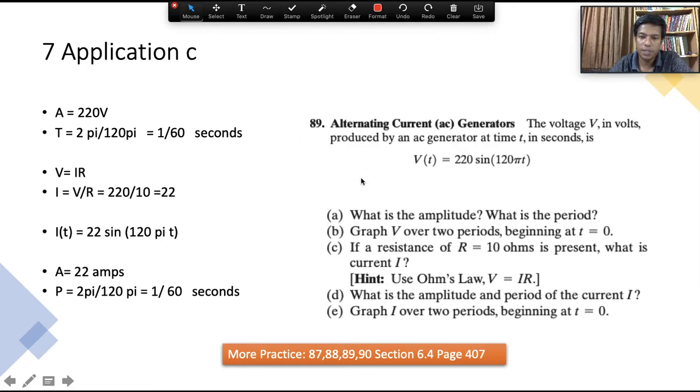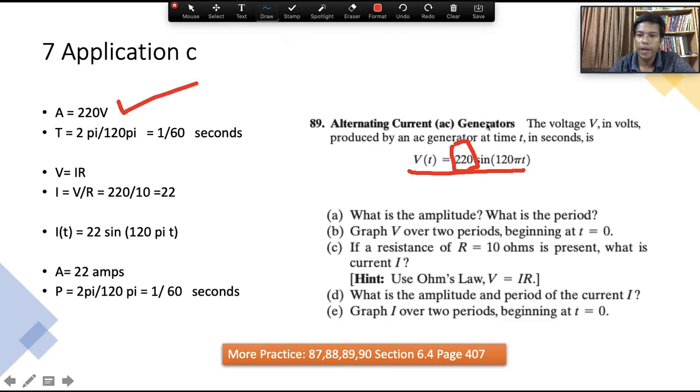This is a little bit from the same concept, about that amplitude and period concept. You will notice that although there is a lot of writing here, it is not actually that hard. Just consider it as a function. So what is the amplitude? Amplitude is this number, right? 220. That's why amplitude is 220.